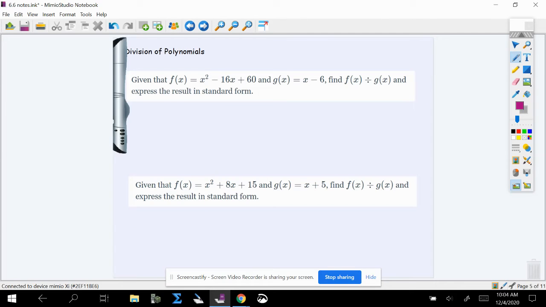The last operation we're going to look at is division. And although division is pretty quick, I wanted to make it its own video just so you could see a couple examples that came directly from Delta Math so you can understand what to expect with division.